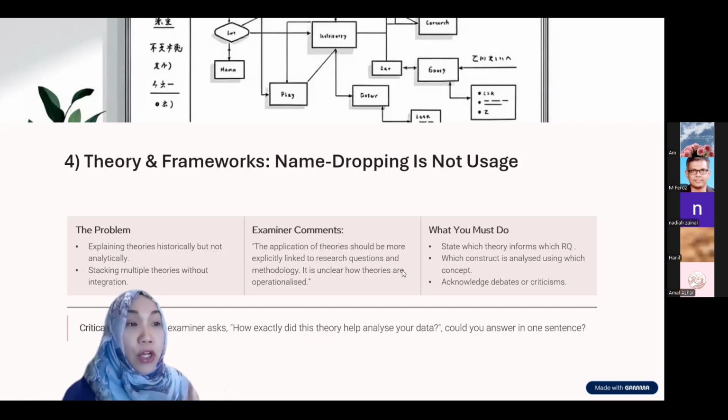So what do you do? What you must do is state which theory informs which RQ. Now this is where you explain it in the literature review. My only advice is check out those PhD theses in your library. Spend time looking at how this style of writing is done. Yeah? Which construct is analyzed using which concept. And you've got to make sure that if the examiner asks how exactly this theory helped analyze your data, you could answer that in one sentence. Now, next one, quickly.